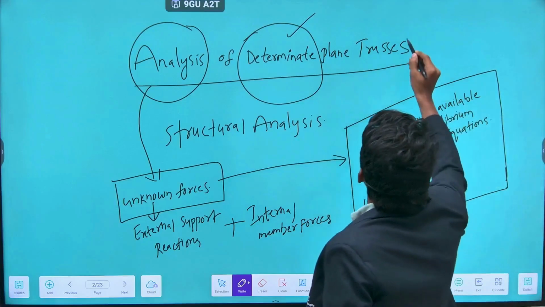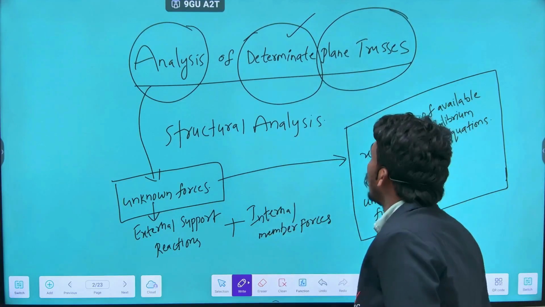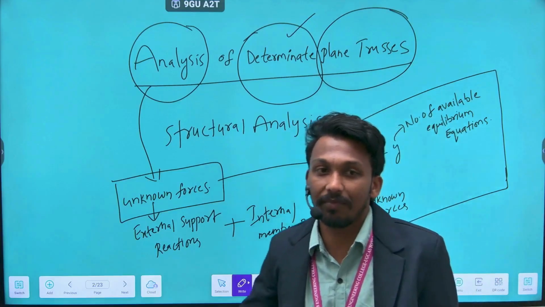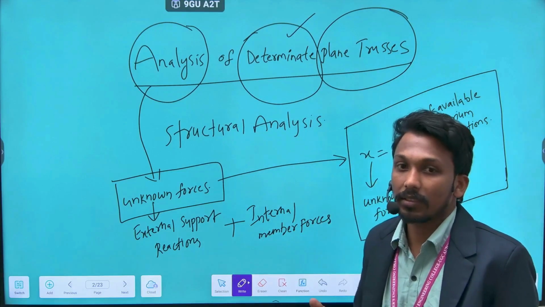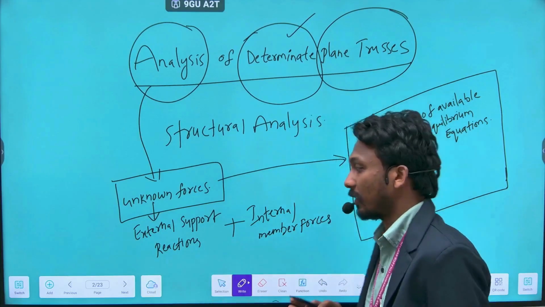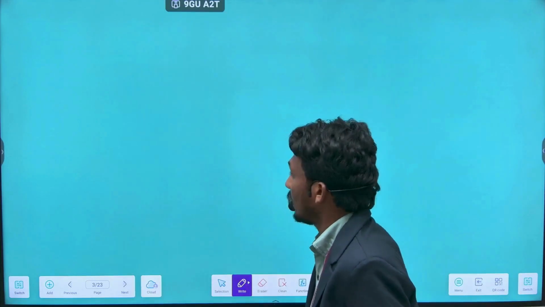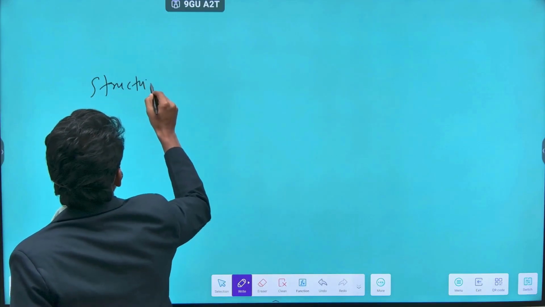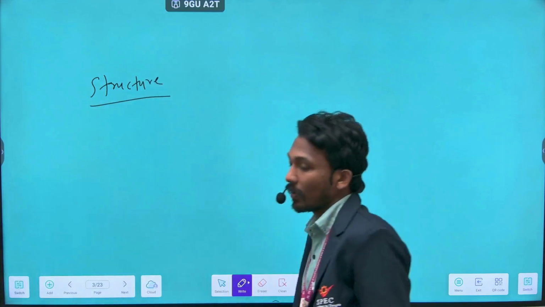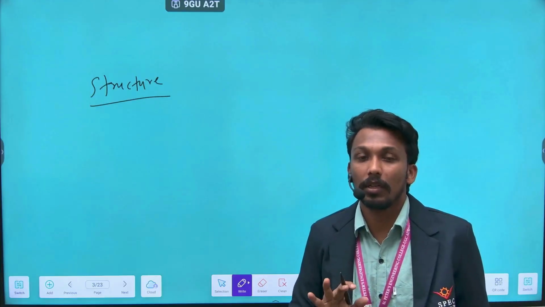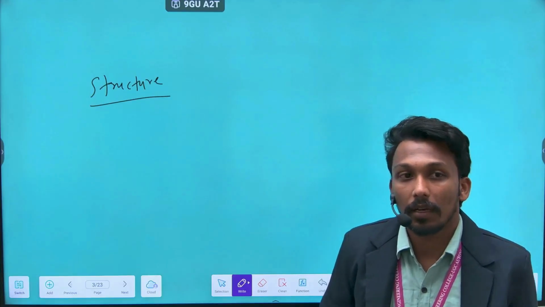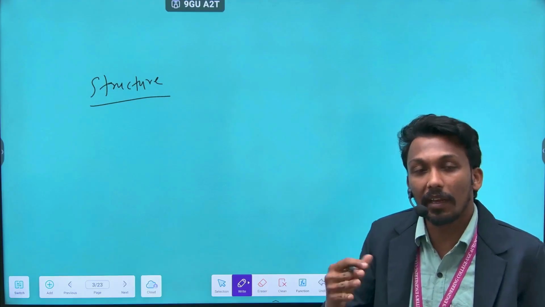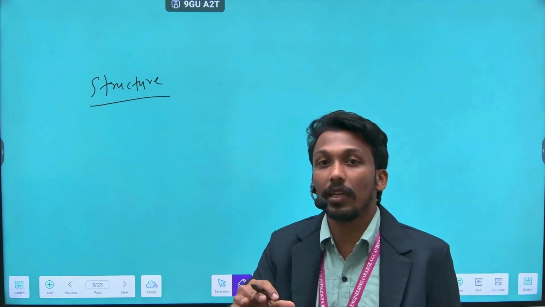Now let us see what is a plane truss. Till now I have been using the word structure, structure, structure. Now let us see what is a structure first. A structure is a stable system which, when loaded, will get deformed, and once the load is removed, it will regain its original position.